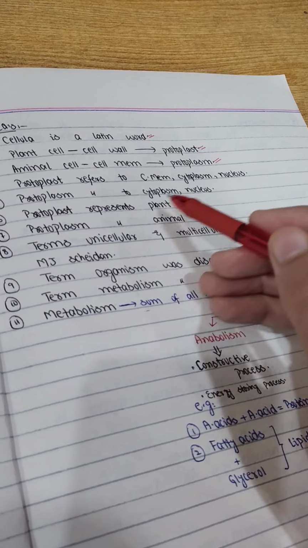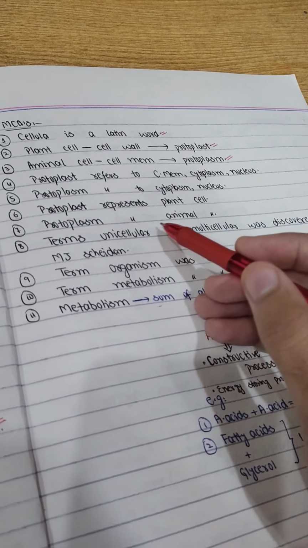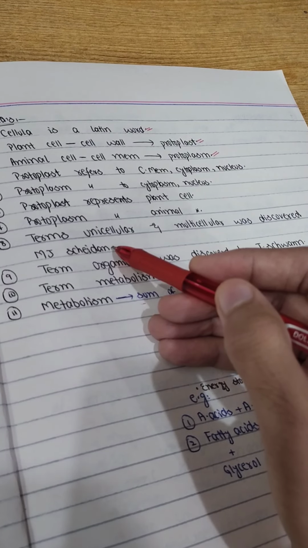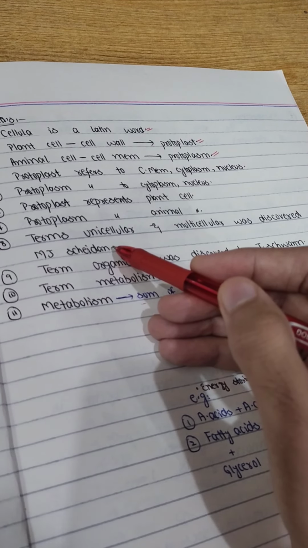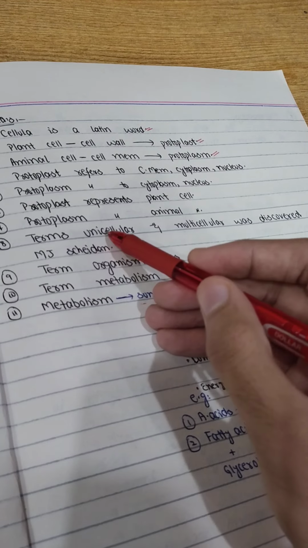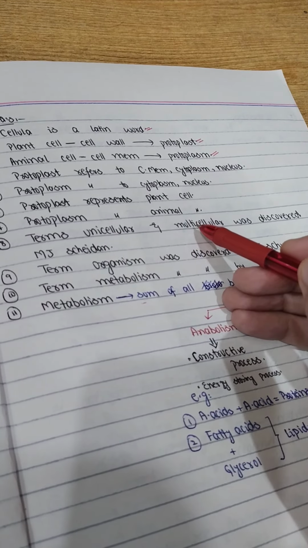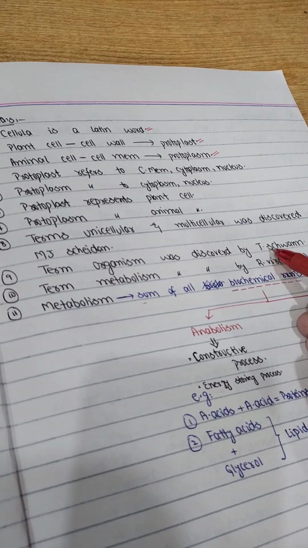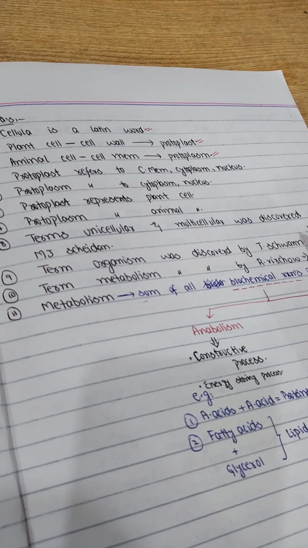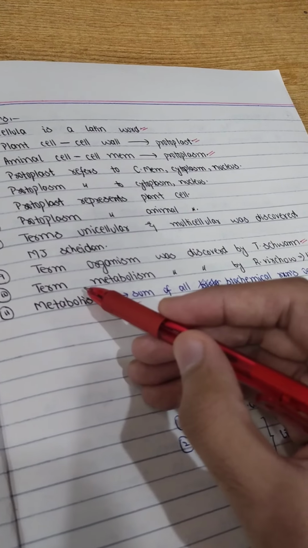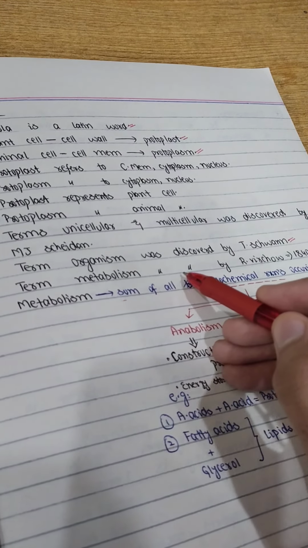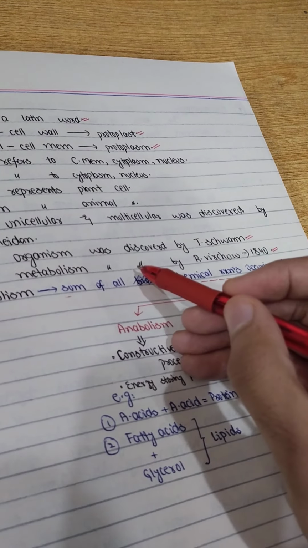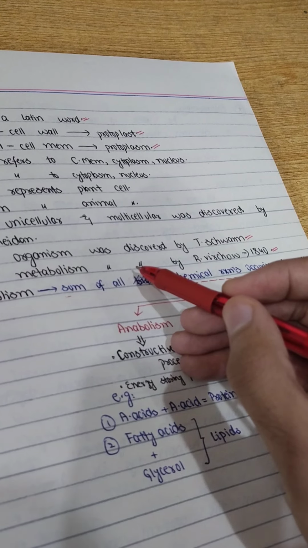The terms unicellular and multicellular were introduced by M.J. Schleiden. He was the first to say that all plants are composed of one cell, which means unicellular, and more cells, which means multicellular. And the term organism was introduced by T. Schwann, who was a zoologist. The term metabolism was introduced by R. Virchow in 1840. He says that all metabolic reactions take place inside the cell.